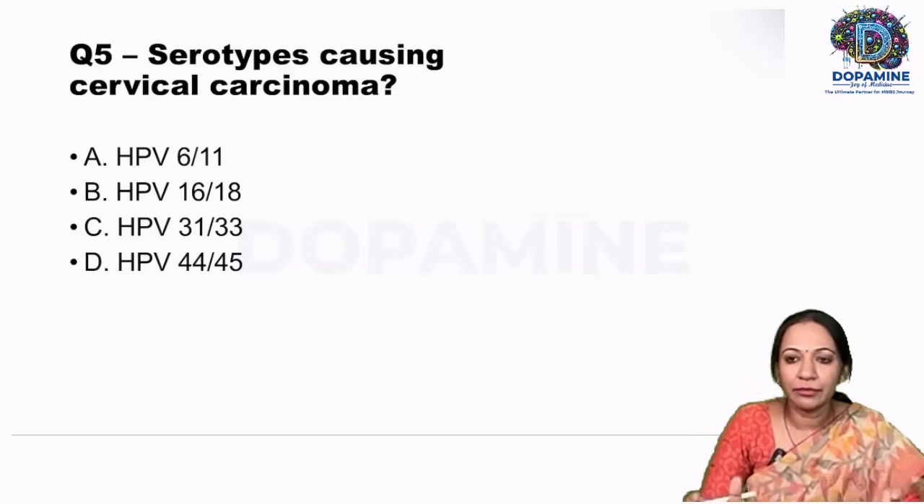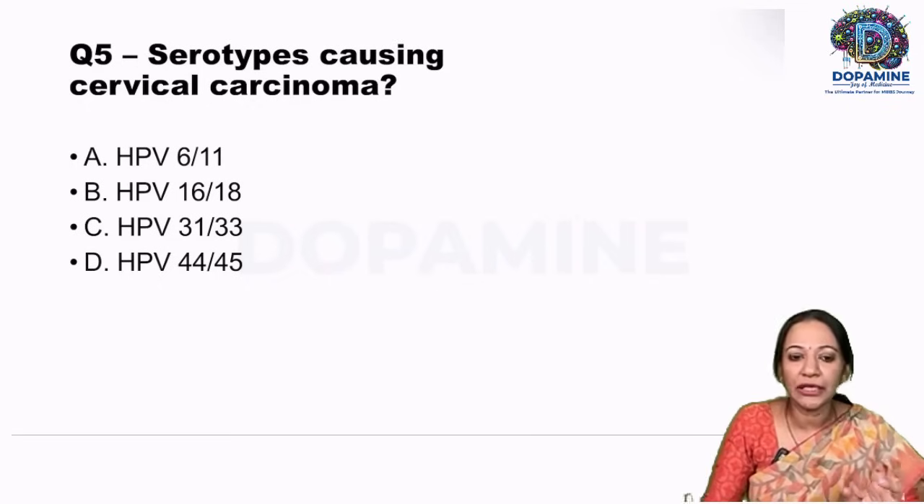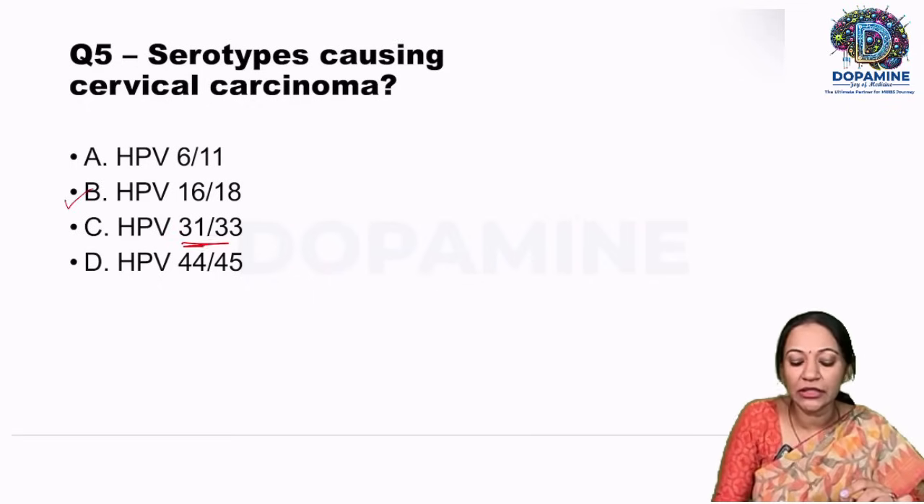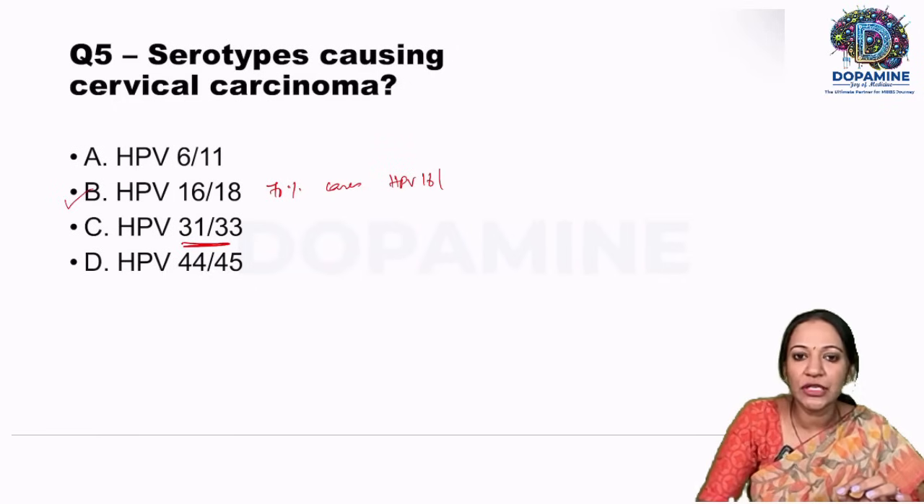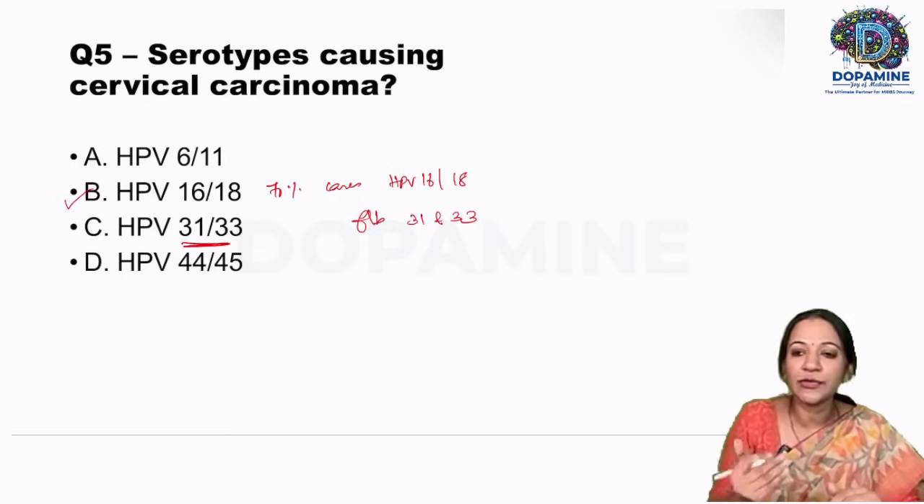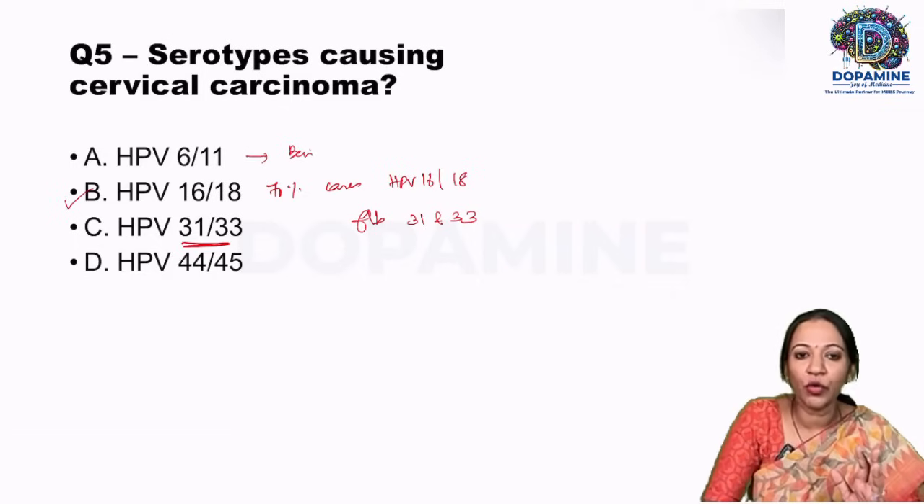A very practical question: serotypes causing cervical cancer. Very simple, it is 16 and 18. Serotypes 31 and 33 will also cause it, but 70% of the cases will be because of HPV 16 and 18, followed by 31 and 33. So if 16 and 18 are not in the choices, we will probably choose 31 and 33. Serotypes 6 and 11 will cause benign warts.